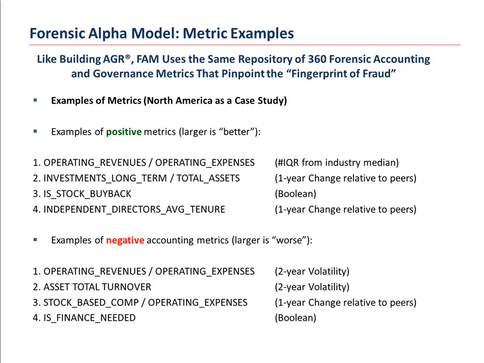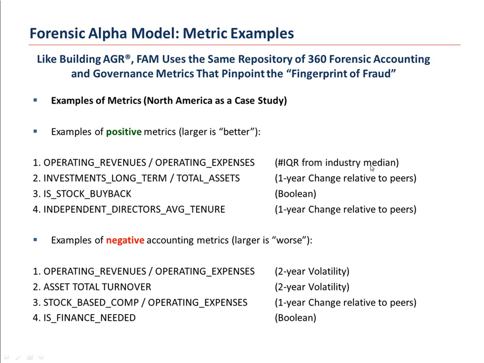Let's get back to an example of actual metric operations that are in the forensic alpha model. I'll just focus on North America. We have both positive metric operations and negative metric operations. A positive metric operation means the larger the metric, the better it is for stock returns. Examples of those are, first, two forensic accounting metrics. If you take a firm's operating revenues, divide it by their operating expenses, then take the number of interquartile ranges, that is, from a very specific peer group bifurcated by size, the larger this number is, the better it is for stock returns.